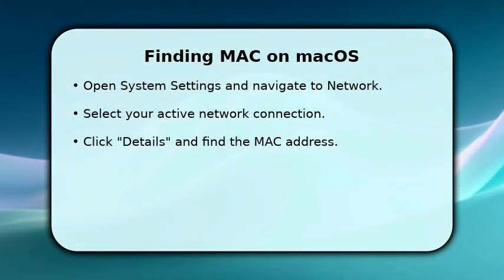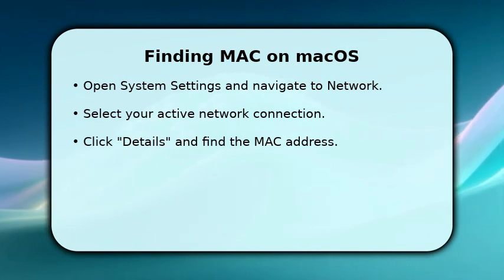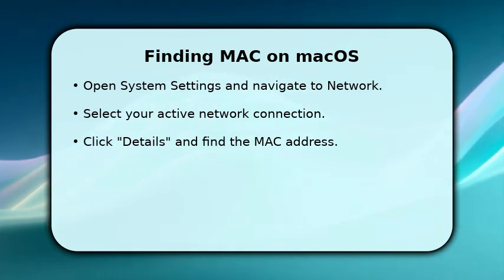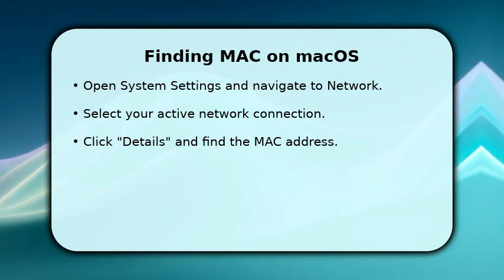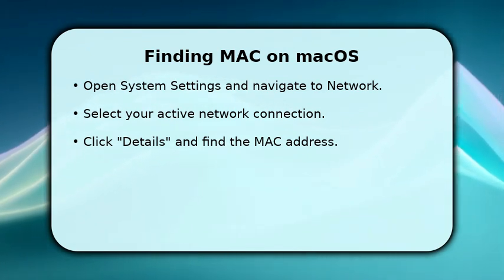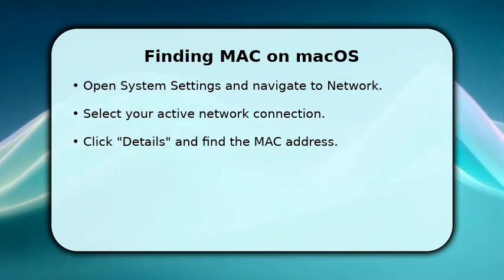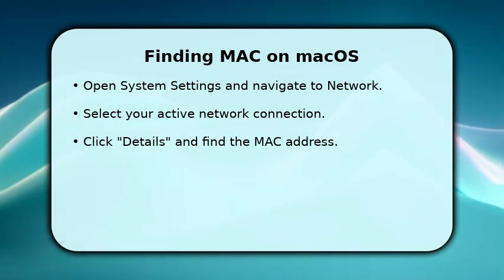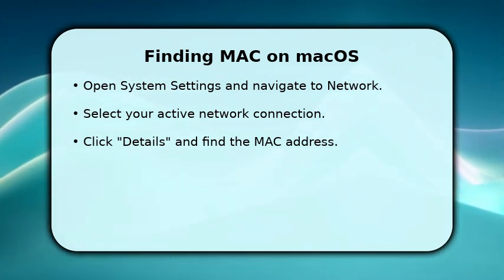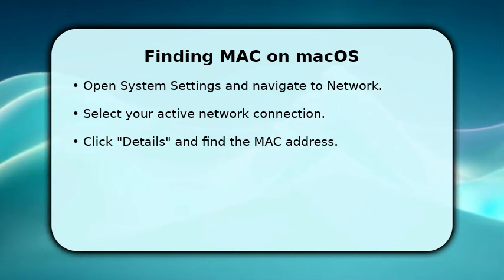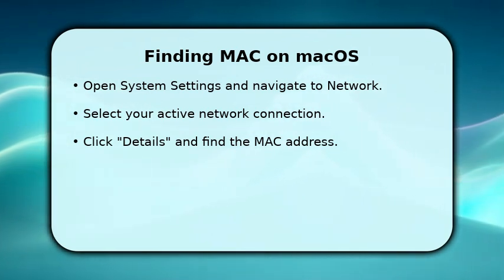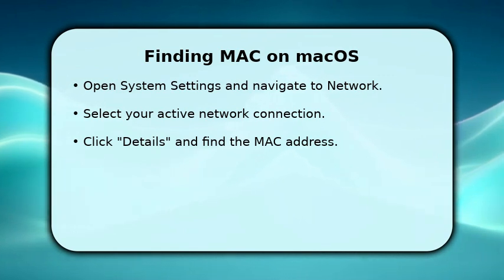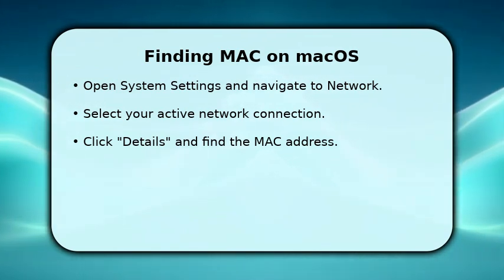If you're on a macOS device, the process is just as straightforward. Begin by opening System Settings, then navigate to the Network section. Select your currently active network connection, whether it's Wi-Fi or Ethernet. Next, click on the Details button. Within the Details window, you'll find the MAC address clearly displayed. It's usually labeled as Hardware Address or MAC address itself, making it easy to spot.